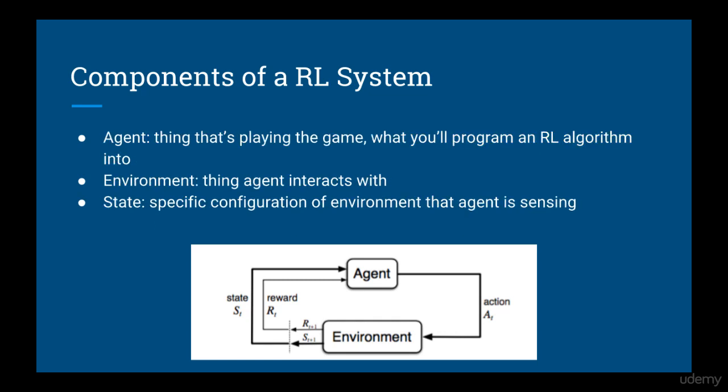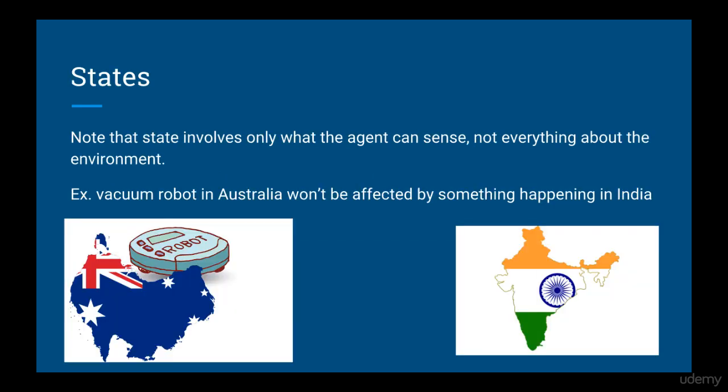So in this lecture, we are going to again look at some concepts you already know a little bit about. There's the agent, that's the thing playing the game and the thing you want to program a reinforcement learning algorithm into. There's the environment, that's the thing the agent interacts with, it's the agent's world. There's the state, which is the specific configuration of the environment that the agent is sensing.